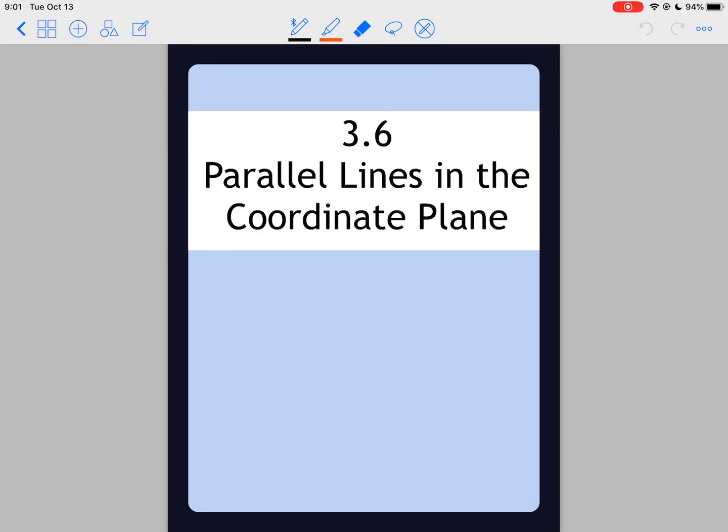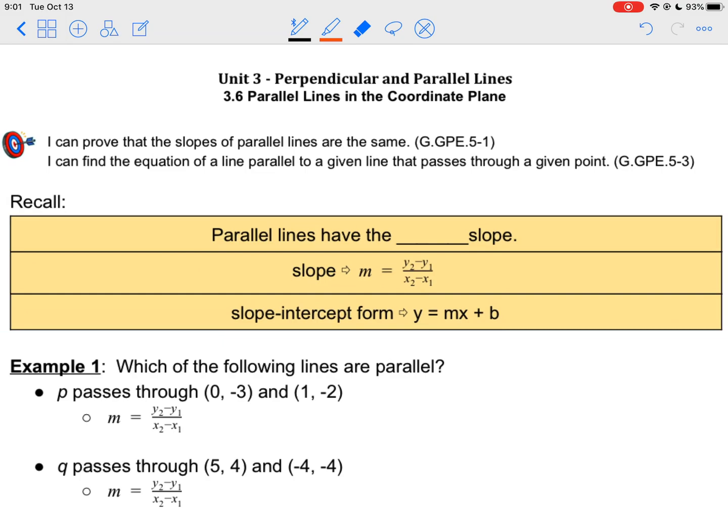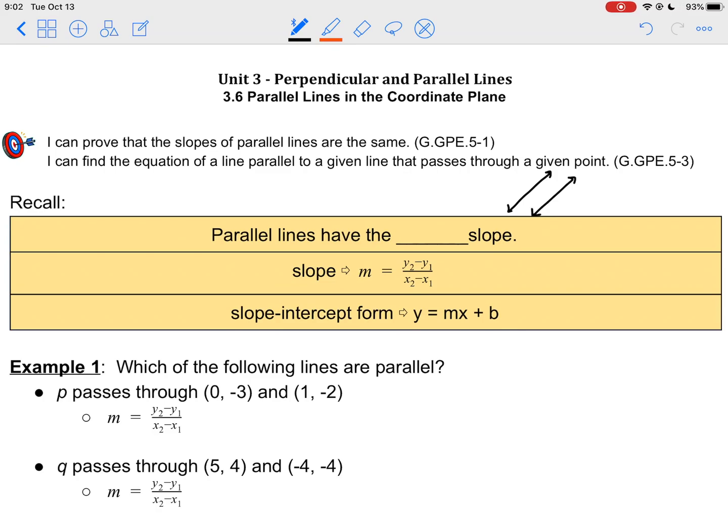Right, in this lesson, we're going to talk about parallel lines in the coordinate plane. So we're going to be writing equations for parallel lines. It's going to be really important that we understand the connection between the equations of lines that are parallel and their slopes. Parallel lines, since they are moving in the same direction at the same rate, never cross. The movement of a line is the slope.